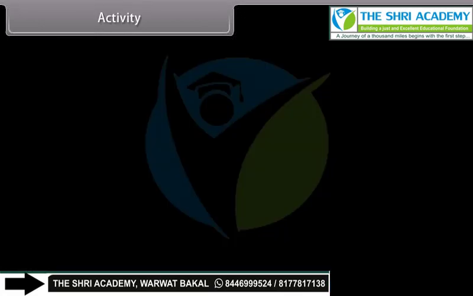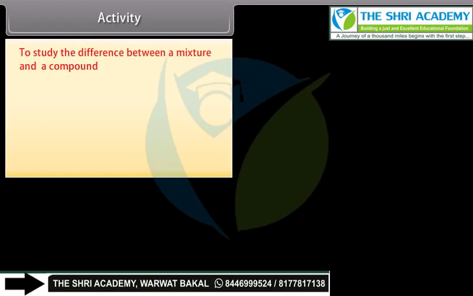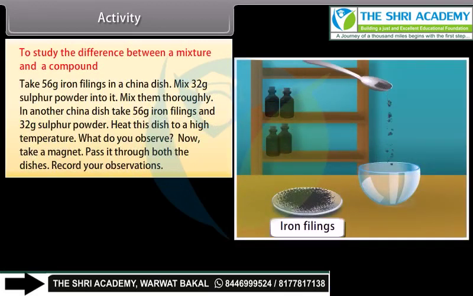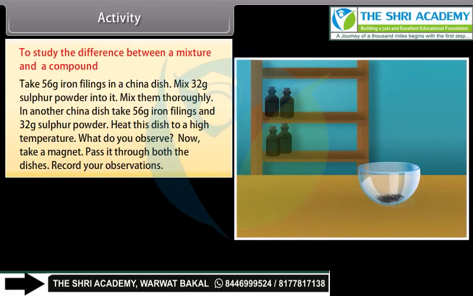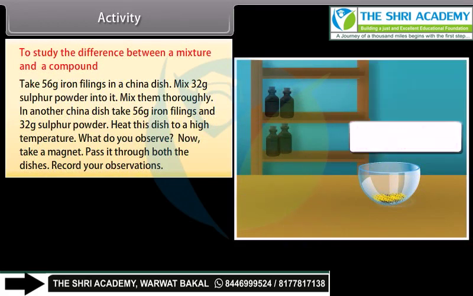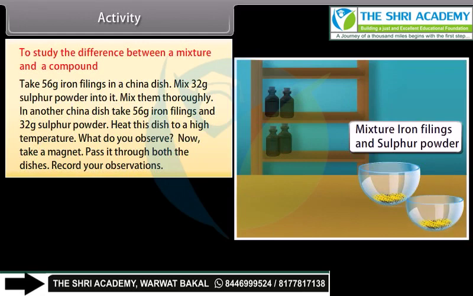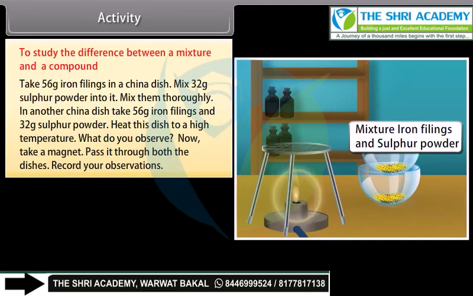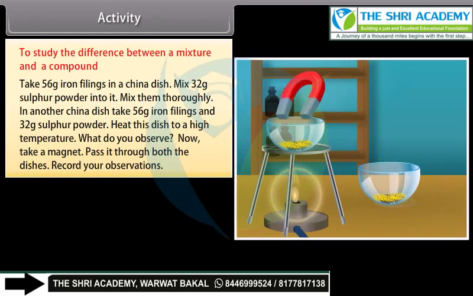Activity. To study the difference between a mixture and a compound, take 56 grams iron filings in a china dish. Mix 32 grams sulfur powder into it. Mix them thoroughly. In another china dish, take 56 grams iron filings and 32 grams sulfur powder. Heat this dish to a high temperature. Now take a magnet. Pass it through both the dishes.